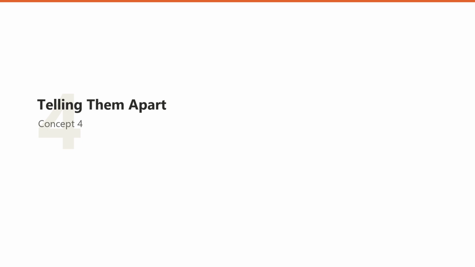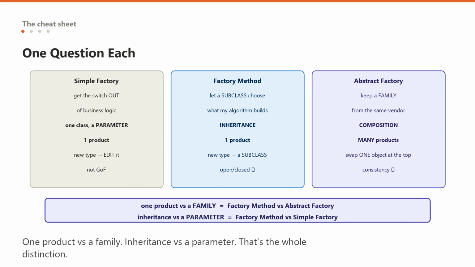Concept 4. The comparison. This slide is the reason to watch this episode. 3 patterns, 3 questions. Simple factory. How do I get the switch statement out of my business logic? It is one class with one method that takes a parameter and returns one product. Adding a type means editing that method. It is not a Gang of 4 pattern, and it is the most common thing in real code.